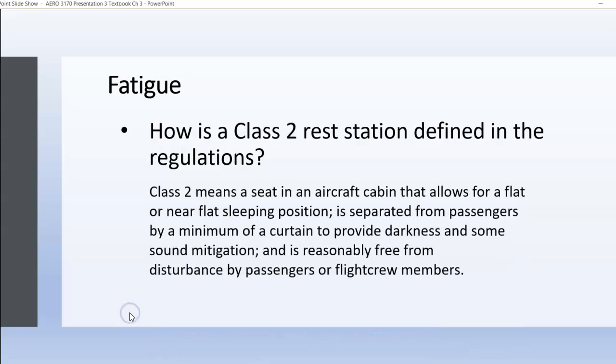A Class 2 rest station is defined as a seat in an aircraft that allows for a flat or a near flat sleeping position that is separated from passengers by a minimum of a curtain, and it provides some darkness as well as some sound mitigation, and is free from disturbance by passengers or flight crew members. So this is the second best type of rest station.